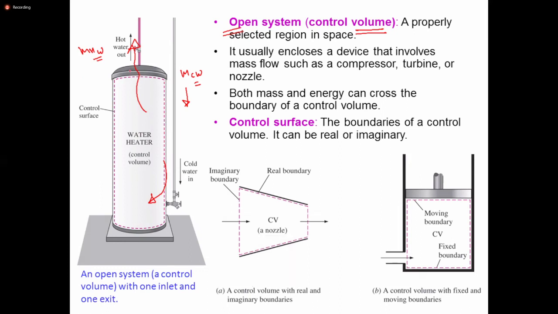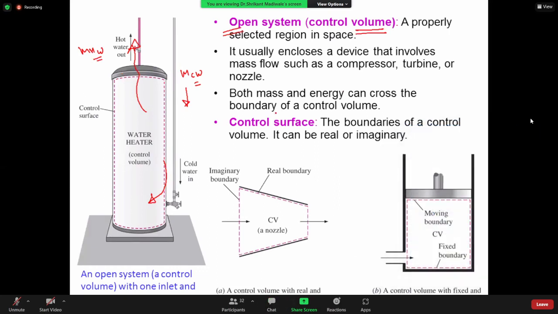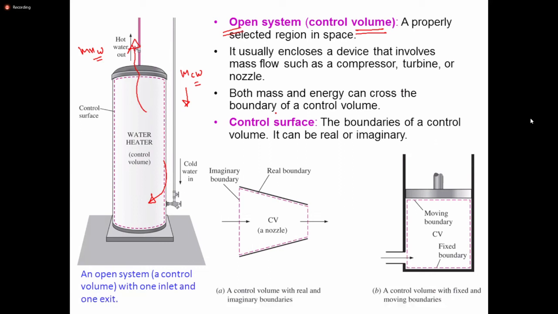Yes, sir. Now the last one is called the isolated system, and in the isolated system we do not allow any interaction of mass from the system to the surroundings. Mass is not allowed to cross the boundary, and also energy. The thermostat and the ice plant are examples of isolated systems.